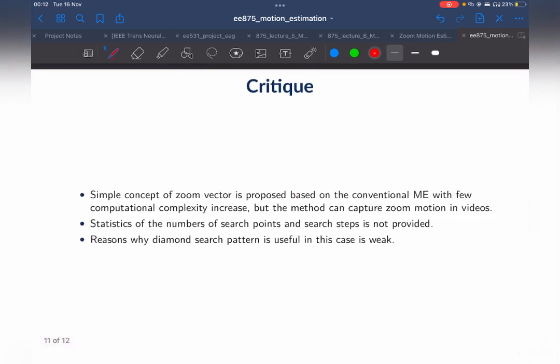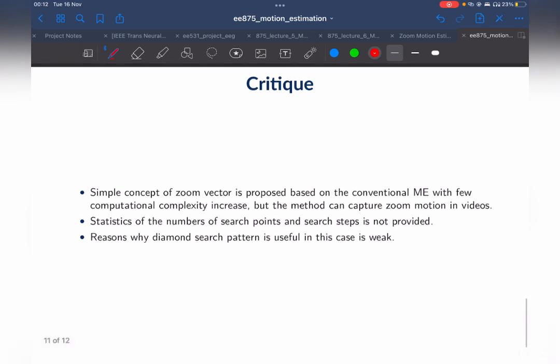Okay, about the critique, I think this paper proposed a simple concept of zoom vector based on the conventional ME with little computational complexity increase, and the method can capture zoom motion in videos. I think this is a worthwhile trade-off between accuracy and complexity.